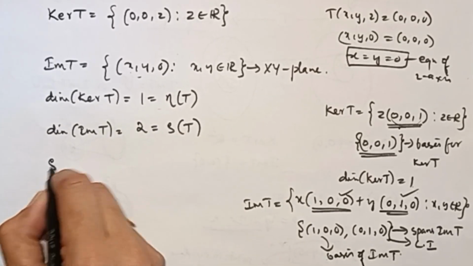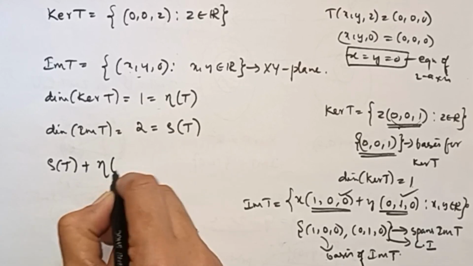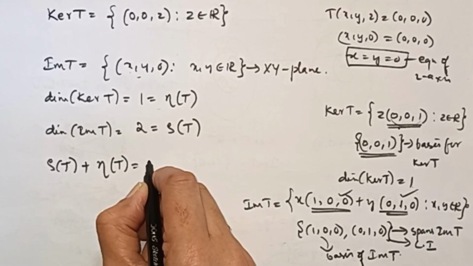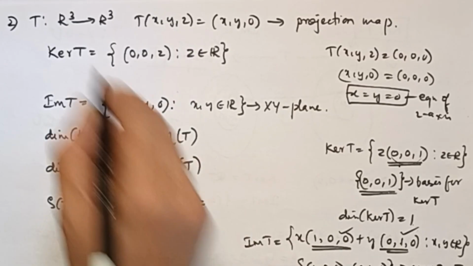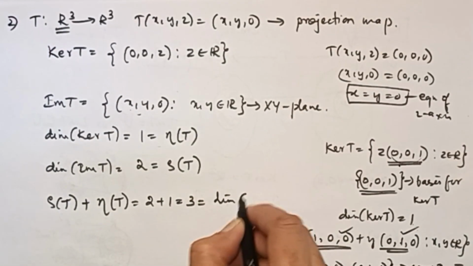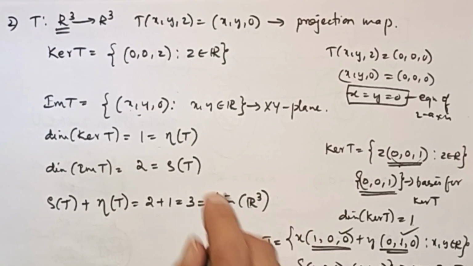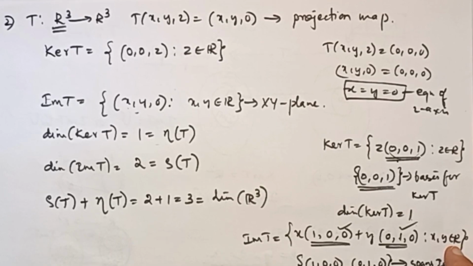Now verify rank nullity theorem. Rank of T plus nullity of T equal to 2 plus 1, that is equal to 3, which is the same as dimension of R cube. Dimension of R cube is 3. Hope you understood how to do this.